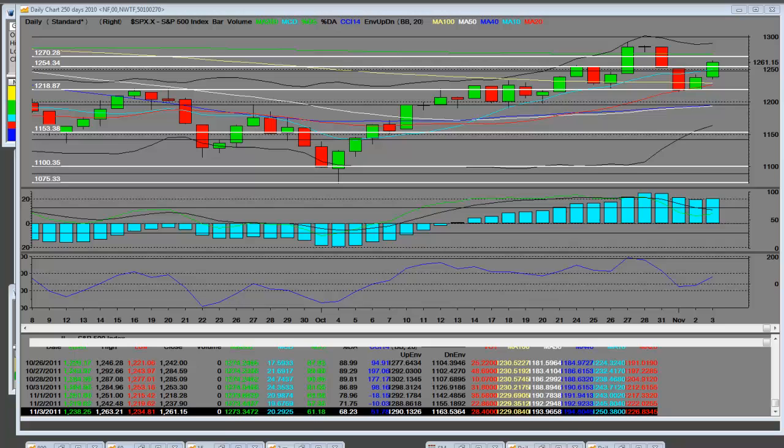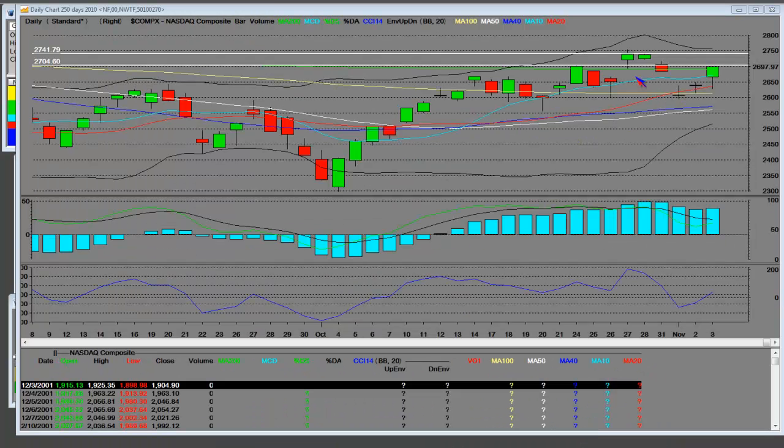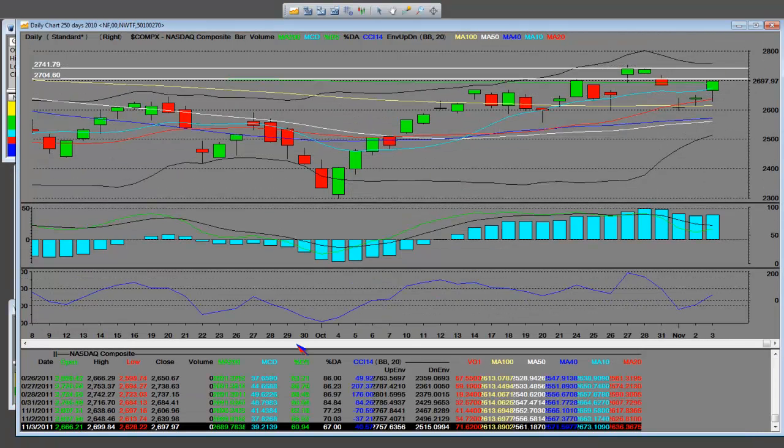Now, when we look at our NASDAQ comp today, okay, we clearly have a very bullish tone here at the 200-day simple moving average at 2689.78, and it got right up here to it. Now, the NASDAQ composite is a very strong index, and it led it right into resistance level.